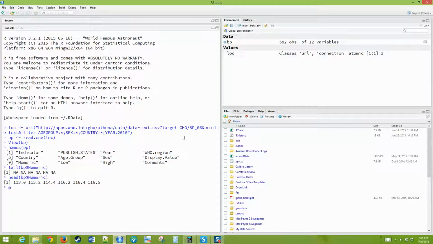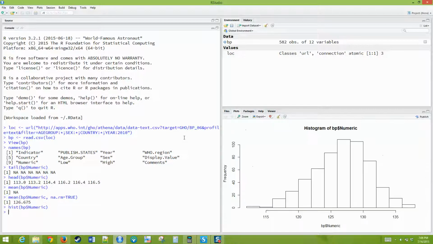So if I ask for the mean of BP$numeric, you probably ran into this problem where it says I don't know. So you have to say, okay, well, ignore those missing values, and we get that the mean of the values there is something around 126 here. Okay. Now, we can also ask to create a histogram of BP numeric. Okay, and it looks something like this.